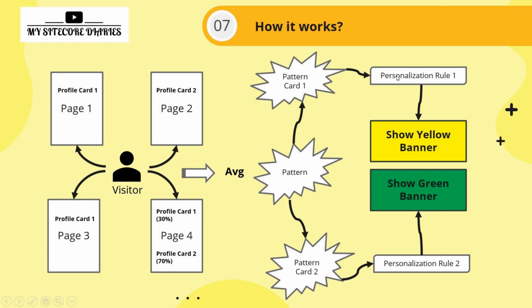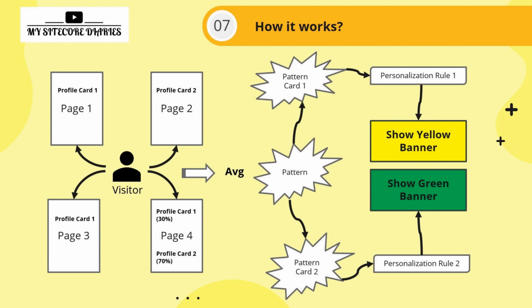Go to means, if there is a page where you are showing a banner and your banner is personalized to match a pattern, if it is pattern card 1, then show the yellow banner. So this will match pattern card 1 and it will show you the yellow banner in the next visit. So this is how adaptive personalization will work.